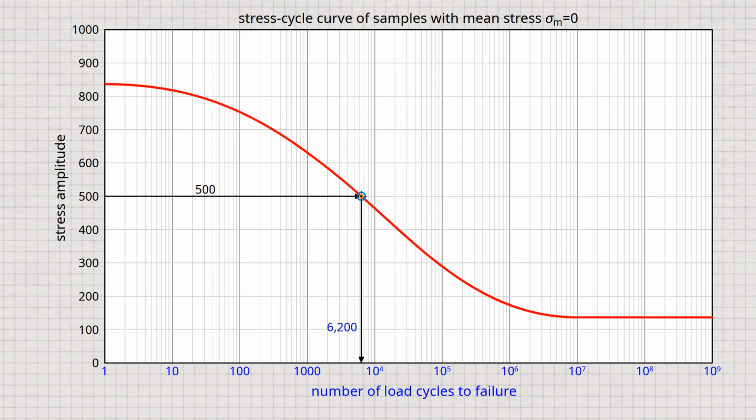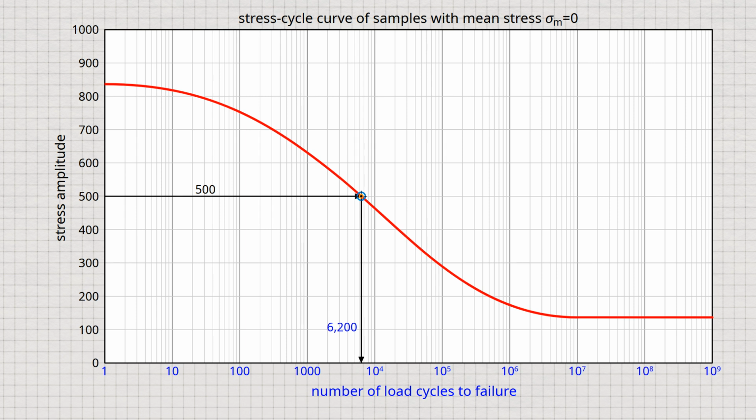The number of load cycles to failure is of course not the result of the test on a single sample. Due to the variation in the quality of the specimens, the number of load cycles to failure can vary considerably despite the same stress amplitude. An exact prediction after how many load cycles a sample will fail is therefore not possible. The number of cycles to failure given in the Wöhler diagram is based on a statistical evaluation of many individual samples tested at the same stress amplitude.